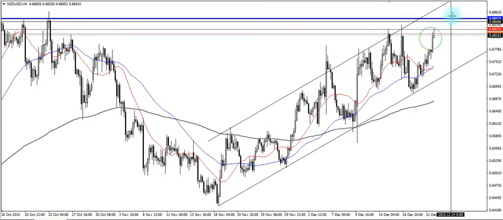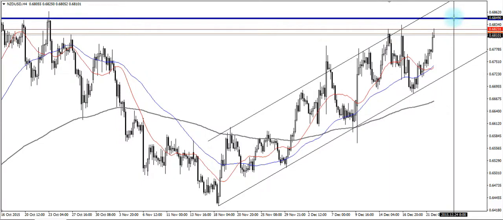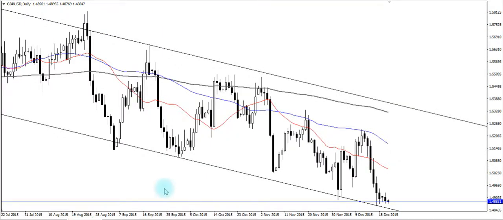So let's just wait for the price to appreciate further, at least till 0.6847, then we can look for the sell. Alright. Right, next we have the pound against the US dollar.